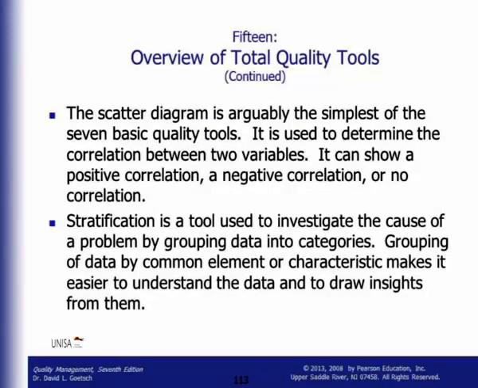The scatter diagram is arguably the simplest of the seven basic quality tools. It is used to determine the correlation between two variables. It can show a positive correlation, a negative correlation, or no correlation.